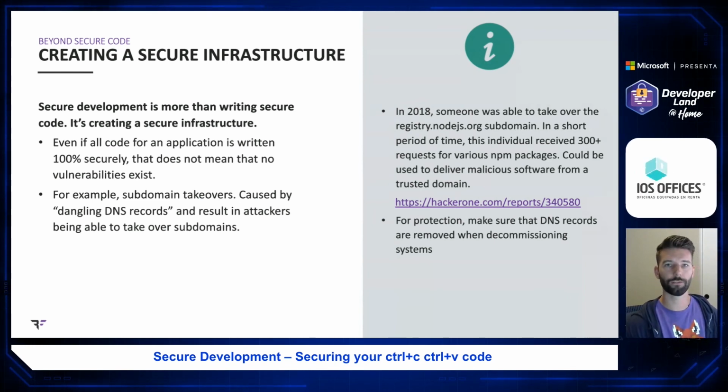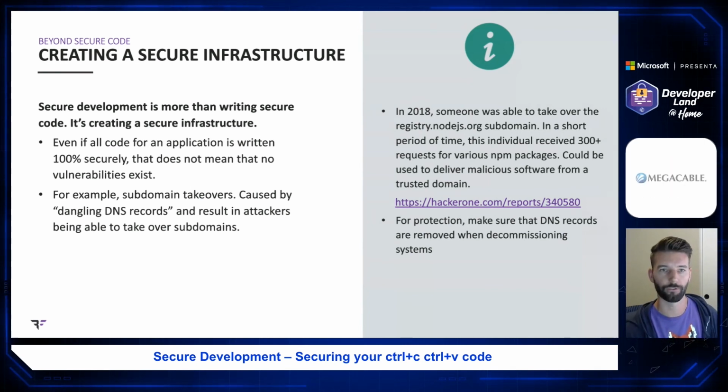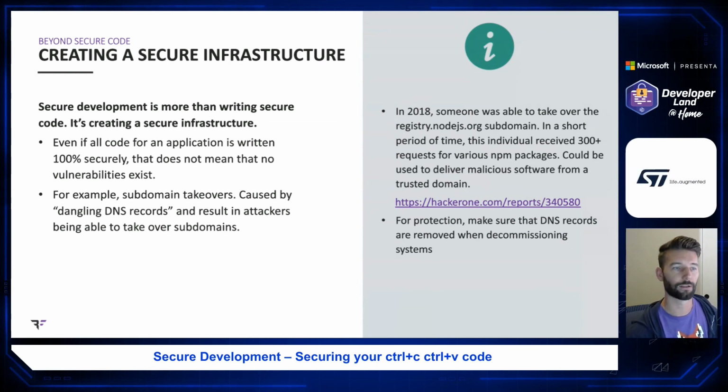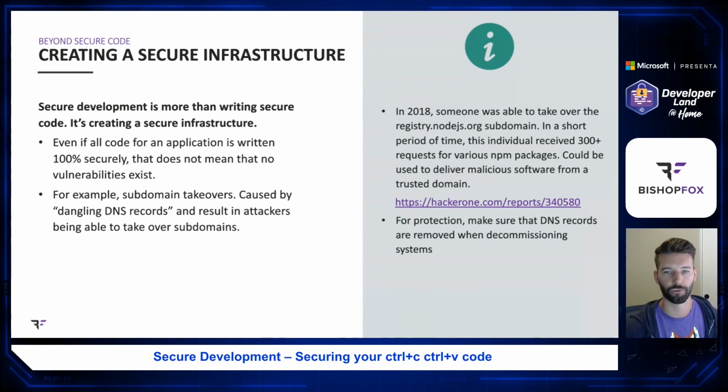And so that has nothing to do with writing secure code. Like, your application might be secure, but you still have a vulnerability because of issues in your infrastructure. And so this happens all the time. We see a lot of subdomain takeovers. For instance, in 2018, someone was able to take over registry.node.js.org, and within that short period of time that they had taken that over, they received a lot of requests for installations of NPM packages, because they were all going to the wrong place. And so they actually were a white hat hacker, and they reported this, but if they had been malicious, they could have installed malicious code on people's systems.